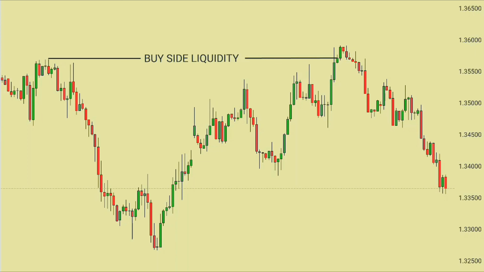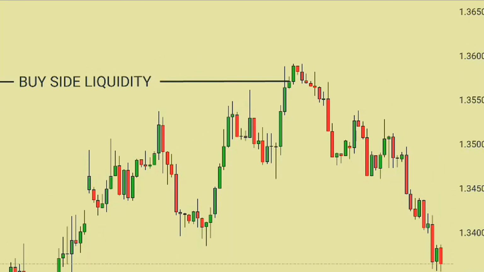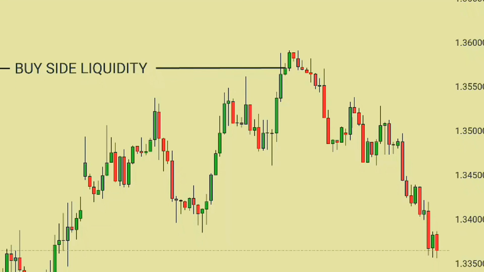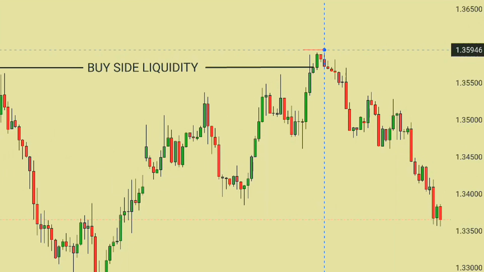Now watch what happens next. Price finally breaks above the highs. And this is where most traders get excited. Breakout traders enter buys. Stop losses get triggered. Everything looks bullish. But look closely. Instead of continuing higher, price instantly rejects and moves down.